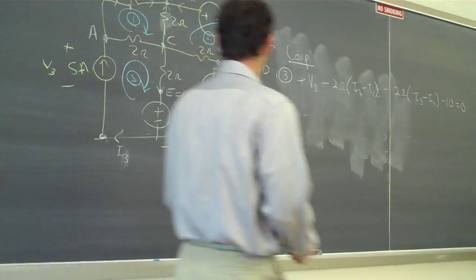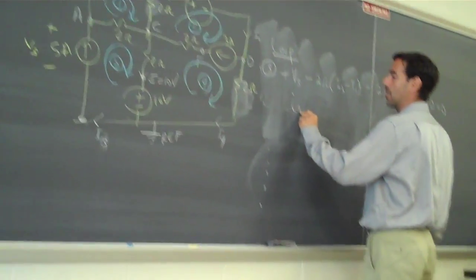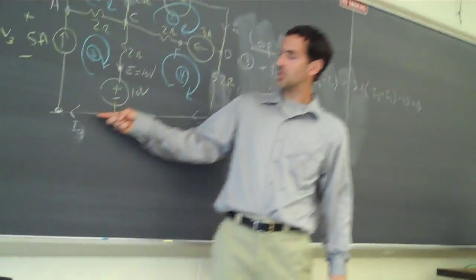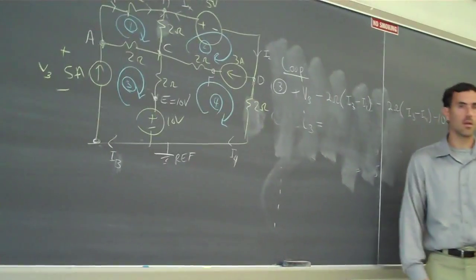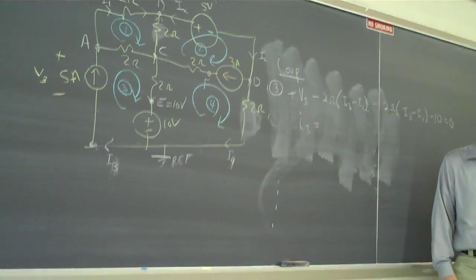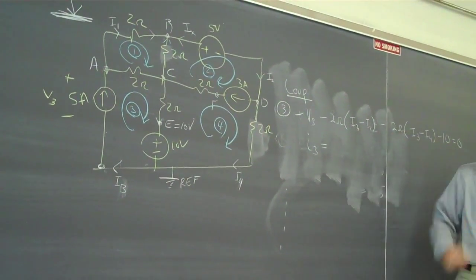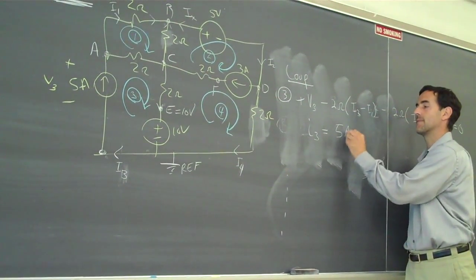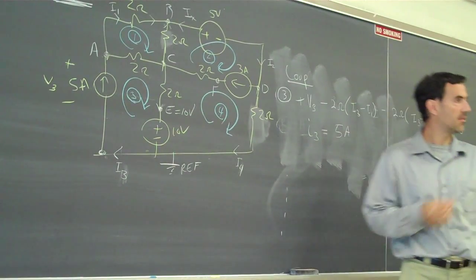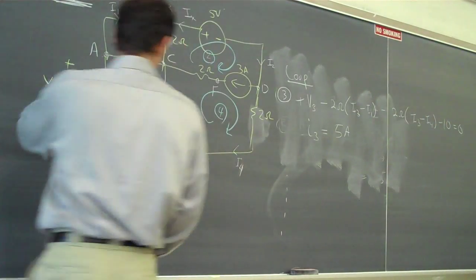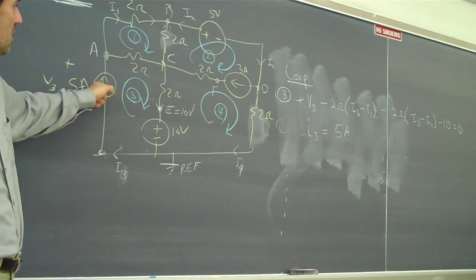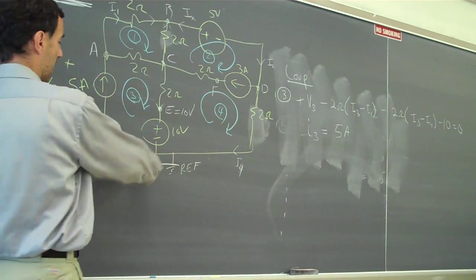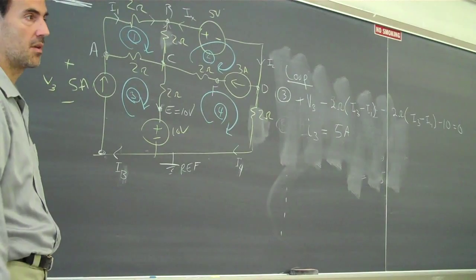Here, the equation would be that the current I3, which is this current right here, equals what? 5 amps. So I have a current source. So the extra equation is going to be information about that current source. What this current source is telling me is that I3 equals 5 amps.